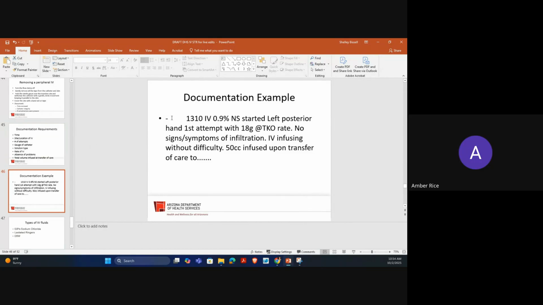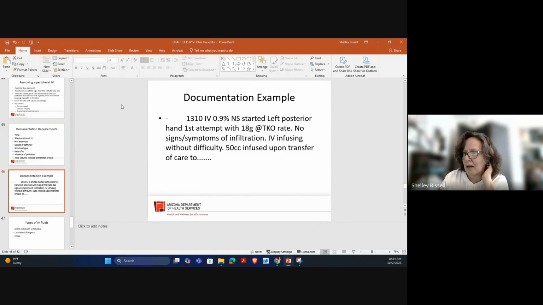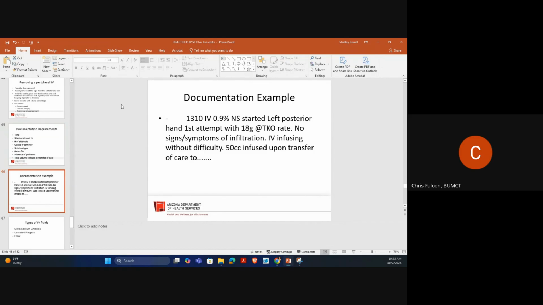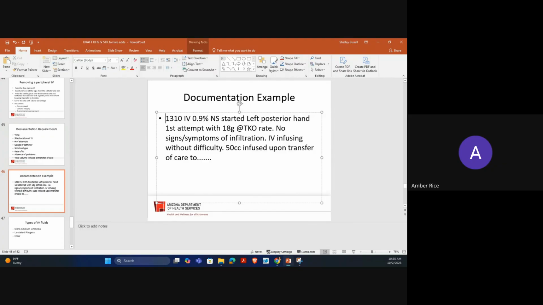This was just an example. We don't have to include something like this, but there'll be different types of systems for documenting on an EPCR. This is like the narrative example. Most of the time they'd also be using a drop down to put in each component.